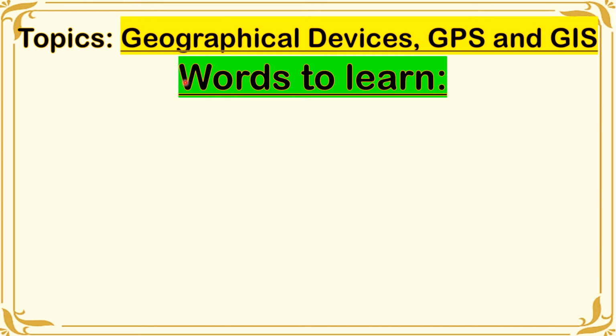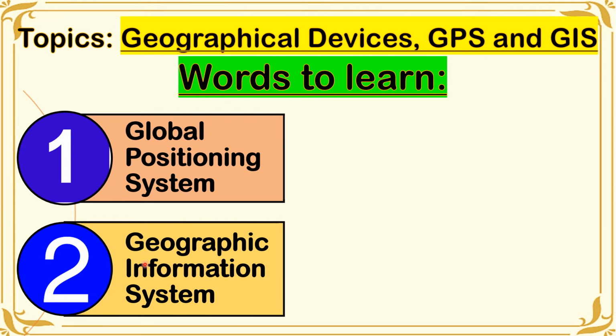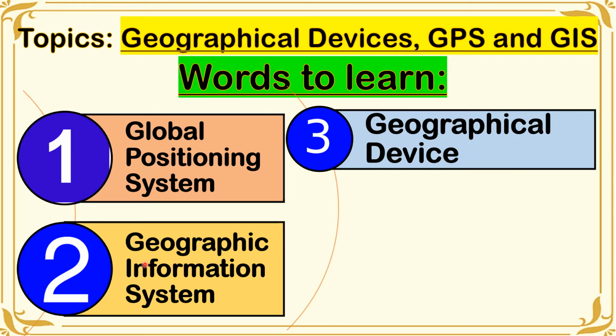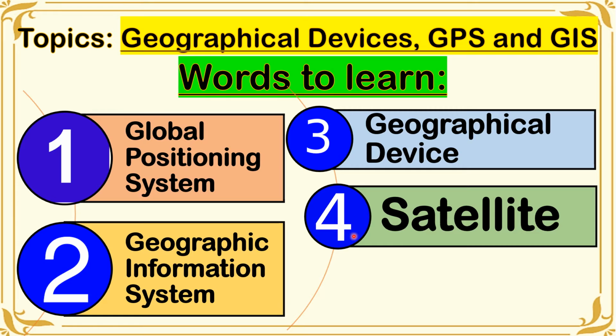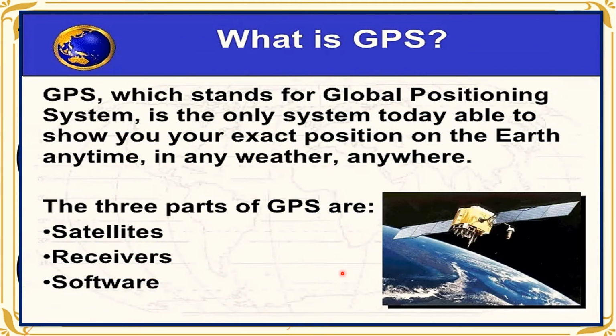And these are the words to learn, or vocabulary words, that can help us better understand our topic for today. Please repeat after me so you can still practice your reading skills and your speaking skills even if you are just at home. Are you ready now? Let's start reading. Number 1, Global Positioning System. Number 2, Geographic Information System. Number 3, Geographical Device. Number 4, Satellite. And number 5, Data. Now let's read the meaning of these words and briefly explain them one by one.